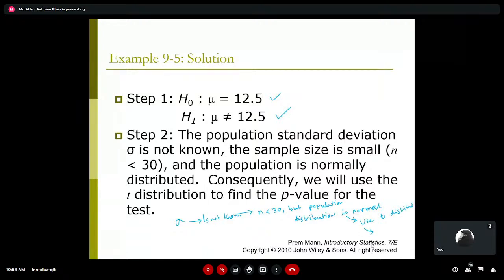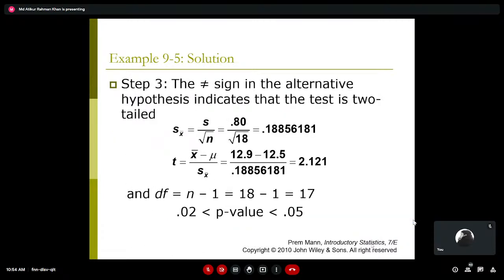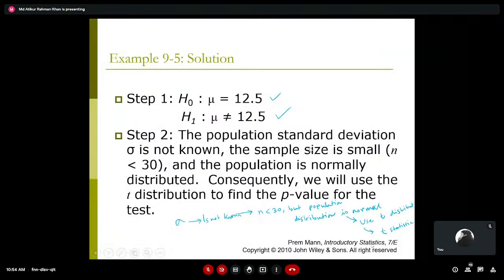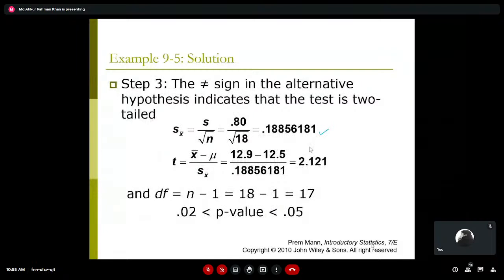So you calculate the statistic. We have decided to calculate the t-statistic. Let's do it. Step 3, we calculate the t-statistic. We calculate S over root n, the standard error of x bar. We have already seen how to calculate t. Calculate it by using this formula. We get 2.121.